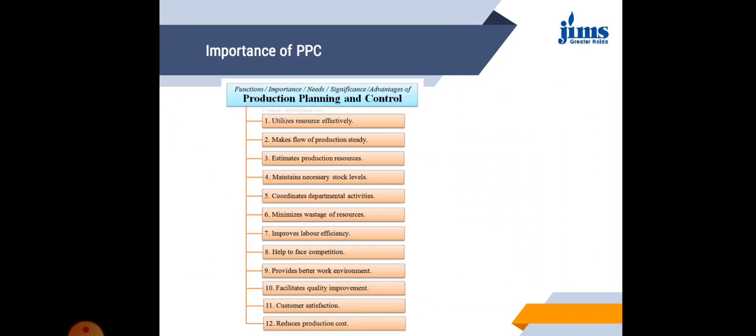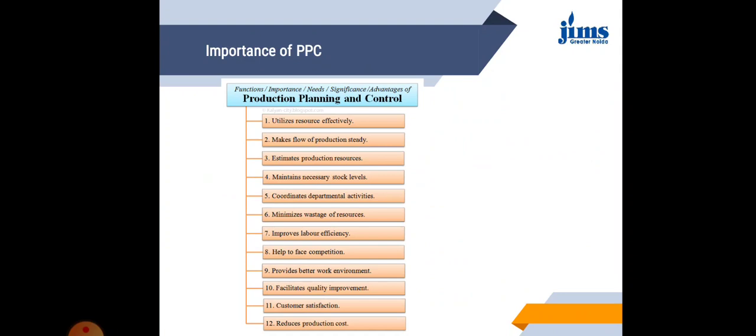We will now look at the points of importance of production planning and control. So this is a list of 12 points which are actually very important and explain the importance of production planning and control. With proper mechanism of production planning and control, we can easily utilize our resources effectively and efficiently without any wastages. We can also make sure that our flow of production is steady and continuous without any breakages.